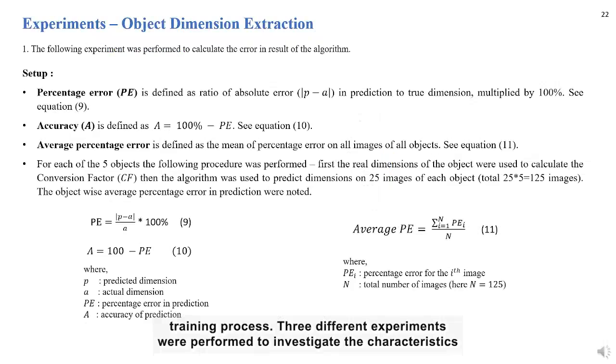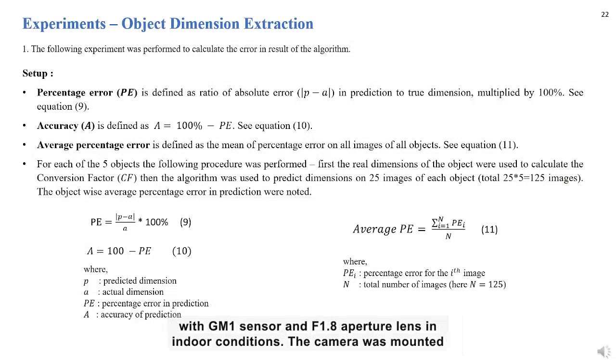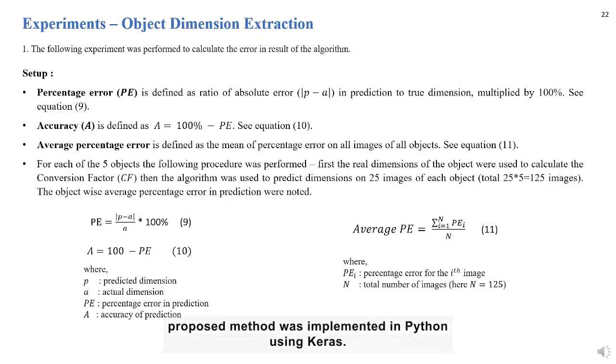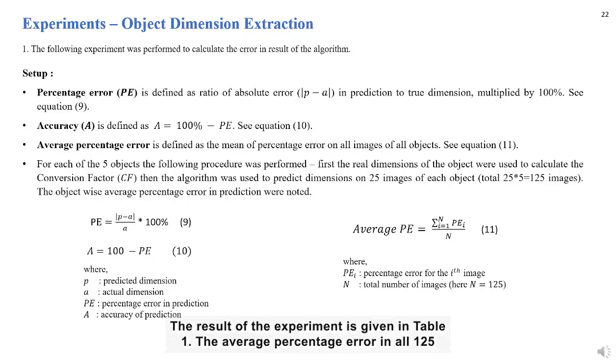3 different experiments were performed to investigate the characteristics of the proposed method. The images for the experiments were taken from a 48 megapixel camera with GM1 sensor and f1.8 aperture lens in indoor conditions. The camera was mounted on a stand at a height of 40 cm and the objects were placed underneath it. All the experiments were performed on a computer with Intel Xeon CPU with Tesla K80 GPU and 12 GB of RAM. The proposed method was implemented in Python using OpenCV.